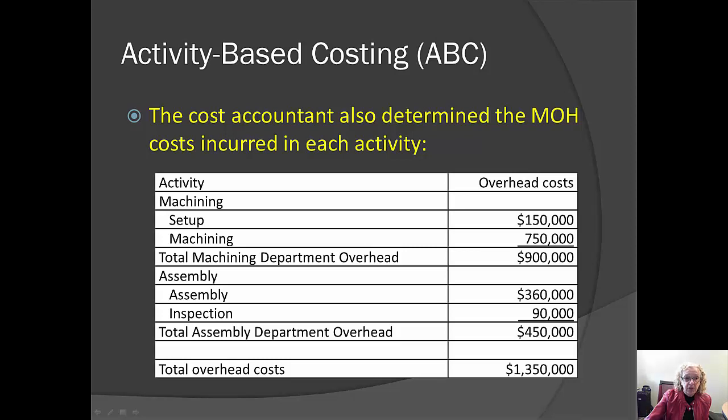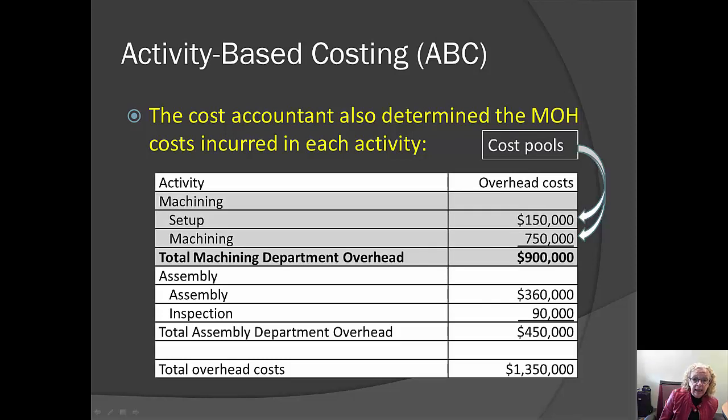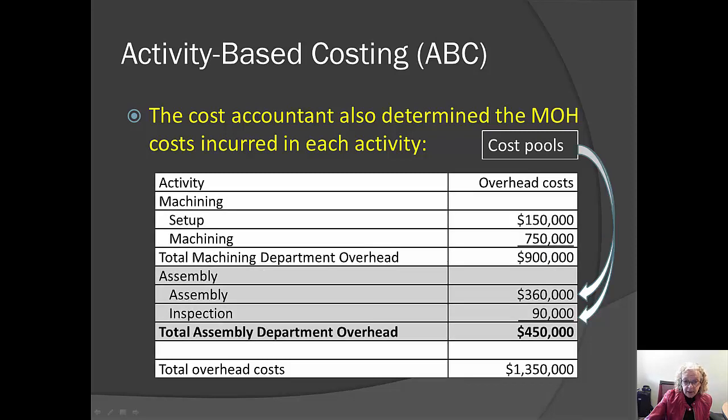Now, the next thing that the cost accountant had to do was pool those costs. So, in the machining department, which had a total of $900,000 of departmental overhead, the cost accountant had to decide how much of those costs belonged to setting things up and how much belonged to machining the firm's products. In the assembly department, which had $450,000 of total overhead, again, the cost accountant had to decide, out of all of that overhead, how much of it really belonged to the act of assembling the firm's products and how much of it belonged to inspecting those products.